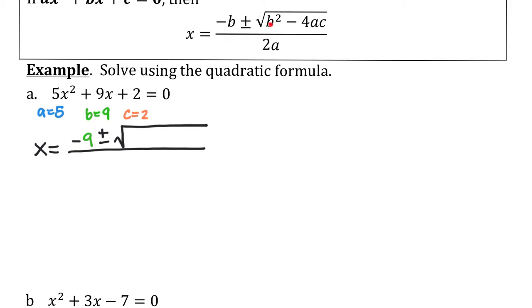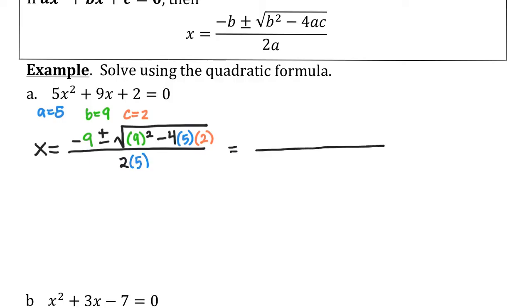Inside the radical, it has b squared. What is b? b is 9, so it's going to be 9 squared. And then from there, it goes minus 4 times a times c. So minus 4 times a is 5, times c is 2. Then in the denominator, 2 times a. So the denominator is 2 times a is 5, so I'm going to plug in 5. Now it looks really bad, but from here all we have to do is simplify this expression and then see what our answers are.